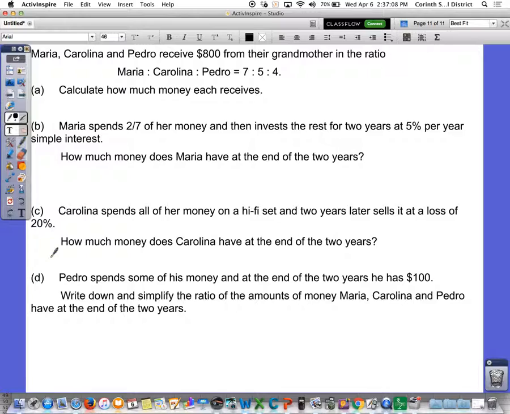Now this is an actual test question that was on a test a few years ago, so I'm going to walk you through it. I will be using a calculator on this one. Maria, Carolina, and Pedro receive $800 from their grandmother in a ratio of 7 to 5 to 4. So 7 plus 5 is 12, plus 4 is 16 parts. Calculate how much money each receives. So Maria would be 7 times 16. That's 112.